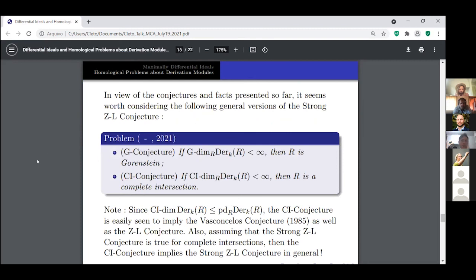So in view of all of this, in the same paper where I proved a generalization of the second Malus theorem, I proposed these two problems here, which in this talk I call the G conjecture and the CI conjecture. If the G-dimension of the module of derivations is finite, then R is Gorenstein, and if the CI-dimension of the module of derivations is finite, then R is a complete intersection.